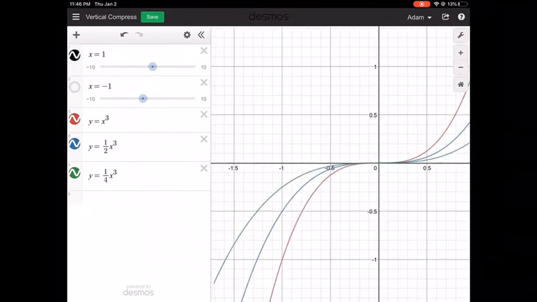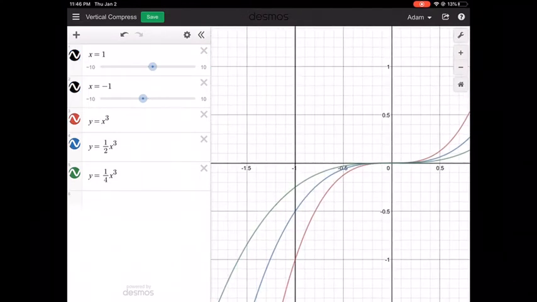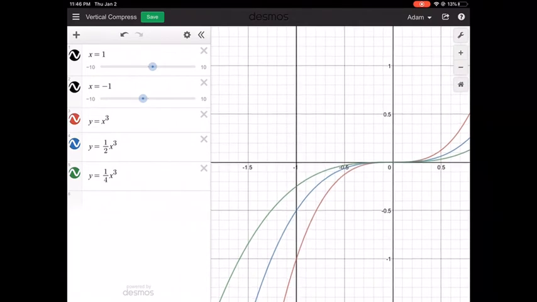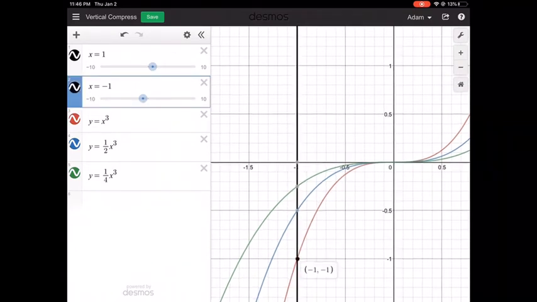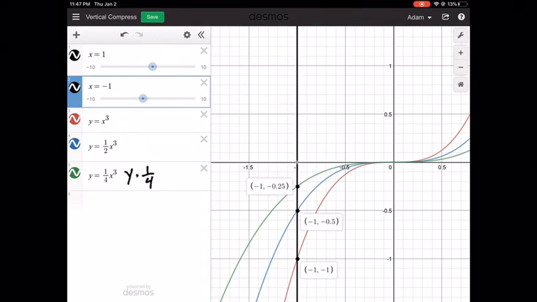Very similarly, on the negative side, if we're looking at the parent function, we know that we have a point at y equals -1. Notice that when we multiply that function by 1/2, we now have -1 times 1/2, so that new point is at -0.5. And then for the last one, when we multiplied our x to the third by 1/4, our y values are going to be multiplied by 1/4. So our new y value is -1 times 1/4, which is -0.25 or -1/4.